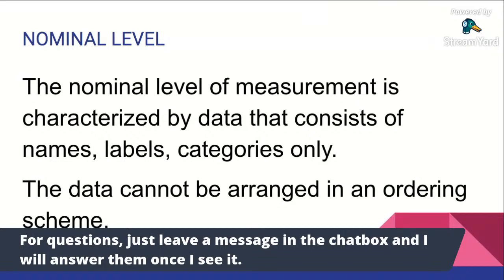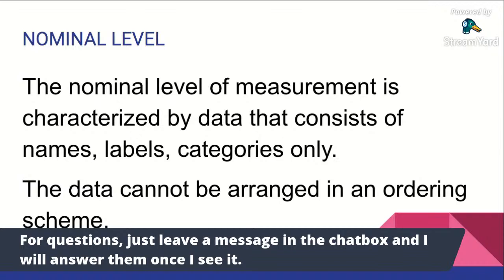are sex. When we talk about sex, it's not the sex that you know, but male or female. If you look into it, there are two categories of sex: male and female. And there is no arrangement or ordering scheme in sex, right? We can't say that male is higher than female or the other way around. So there is no ordering scheme, or we can't say that male comes first before female.